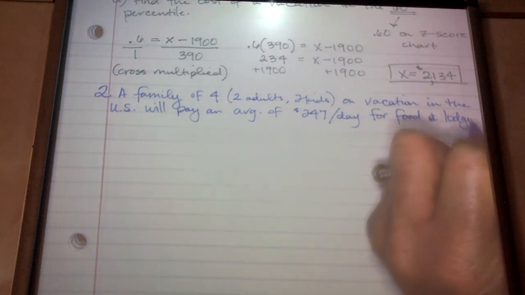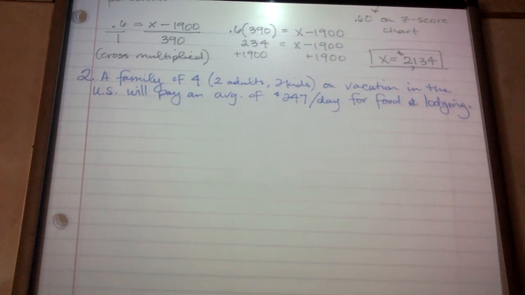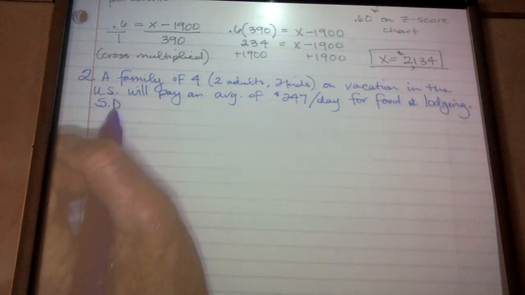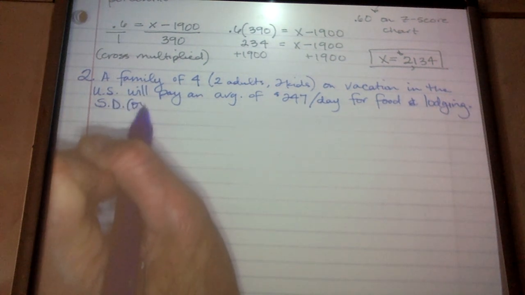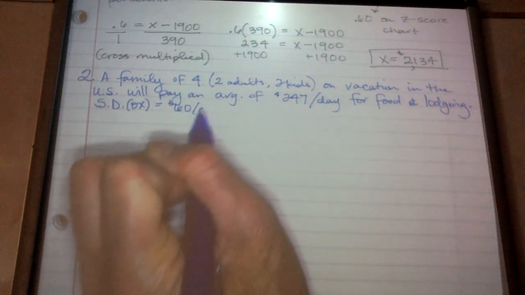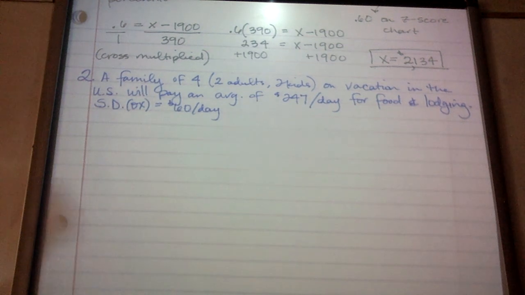So that could be a hotel, that could be a hostel, that could be a campground, that could be a suite, condo, lodging, basically just wherever they stayed. Okay, and there is the standard deviation, or sigma x, equals $60 a day, meaning that the average family is about $60 away from the average. Okay, so here we go.